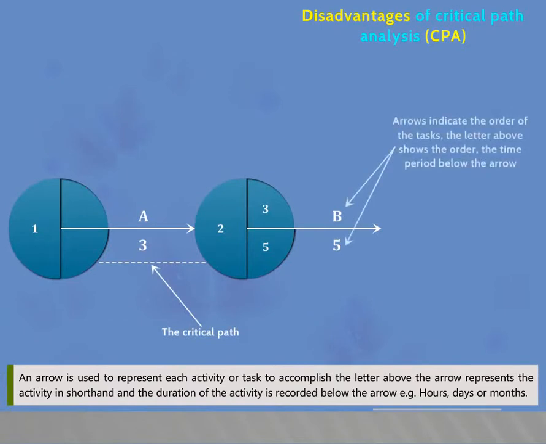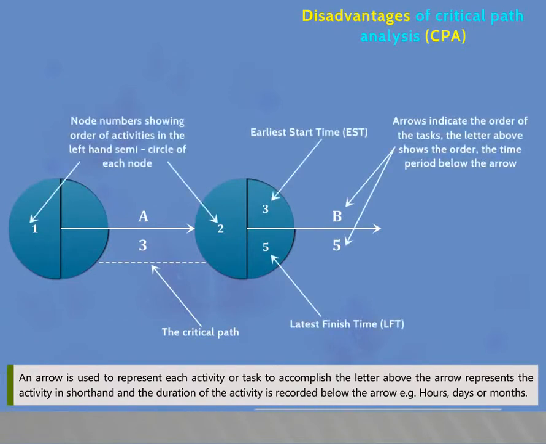An arrow is used to represent each activity or task to accomplish. The letter above the arrow represents the activity in shorthand, and the duration of the activity is recorded below the arrow, for example, hours, days or months.